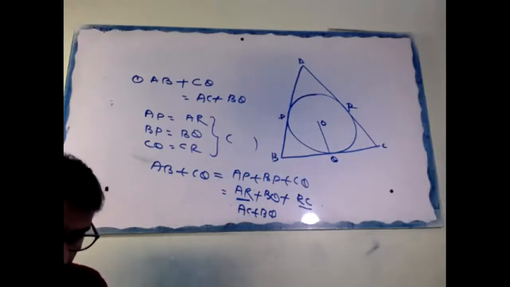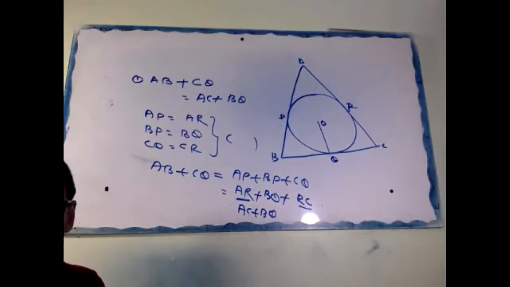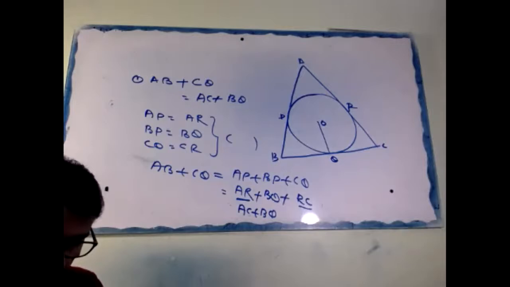Second part: area of triangle ABC equals half perimeter of ABC into R. Half perimeter of ABC into R.